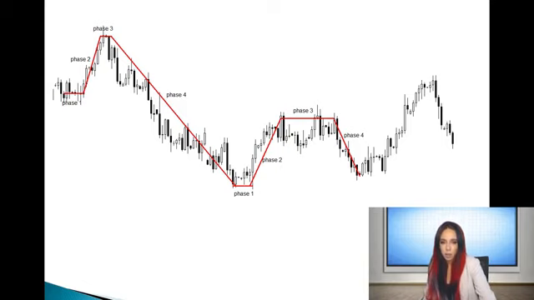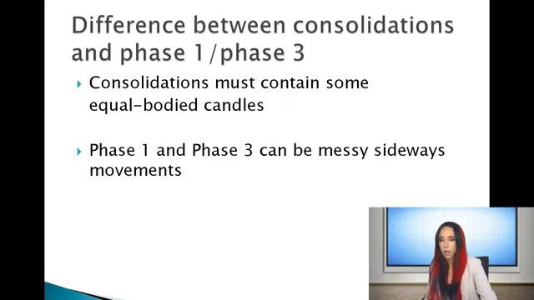For the purposes of trading and trading entries, there is a bit of difference between an actual consolidating pattern and phase 1 or phase 3. When it comes to executing trade entries, consolidations absolutely must contain uniform candle bodies. Candle bodies must be of similar size. So I'm going to emphasize once again, this is solely for the purpose of trade entries. Phase 1 or phase 3, on the other hand, can be more of a messy sideways movement. It doesn't have to be equal sized bodies necessarily.